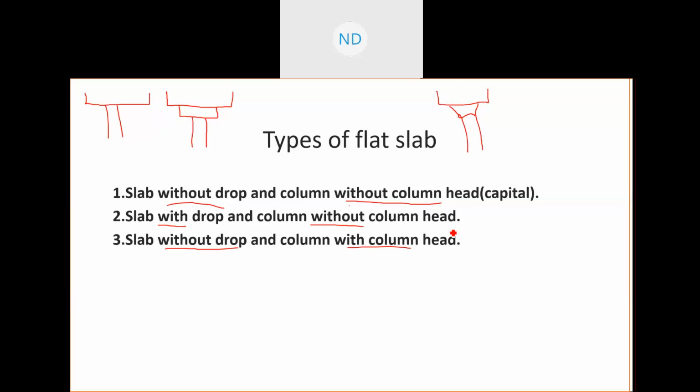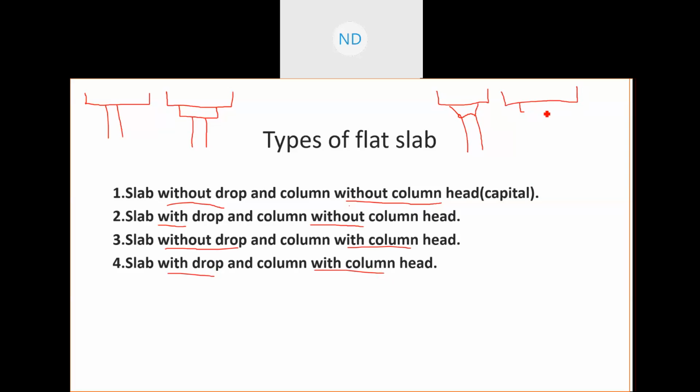Okay, now the fourth type of flat slab is slab with drop and also with column head. That means this is your slab, and you have a drop and you also have a column head. Both are present in this type.